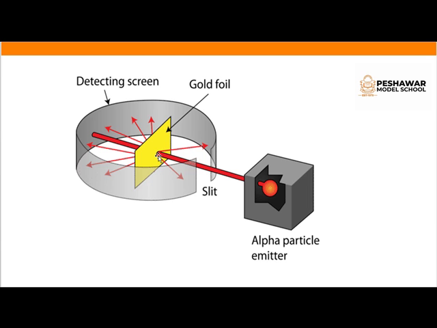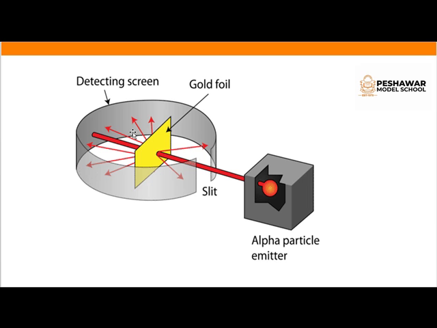After the bombardment, three observations were made. Most of the radiation passed undisturbed or undeflected. You can see here, these are the undeflected radiations. The radiations which were bombarded on the thin gold foil were about 20,000. Among those radiations, 19,990 passed undeflected.